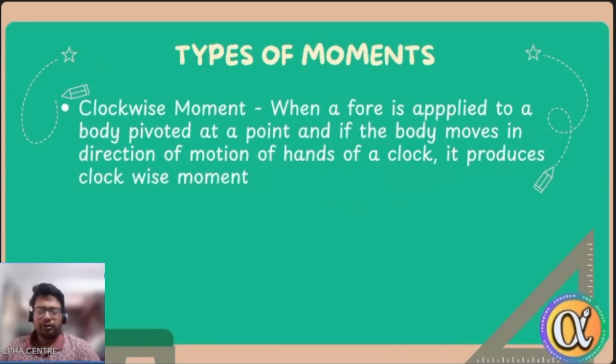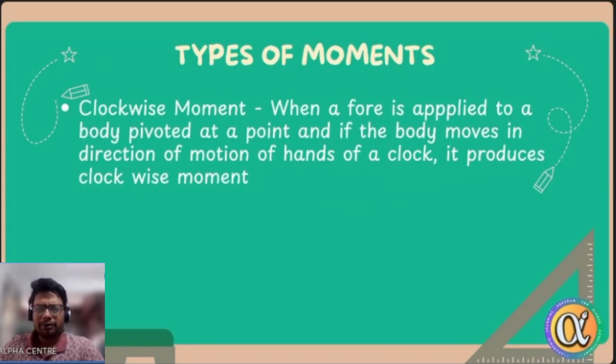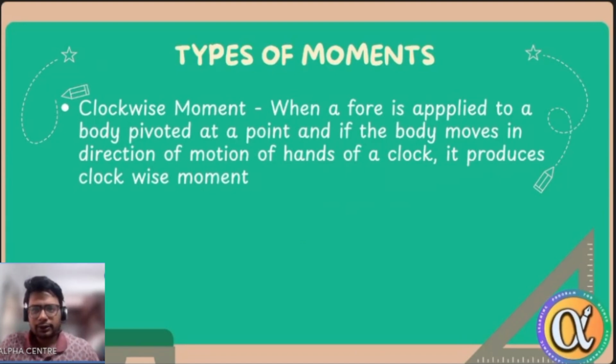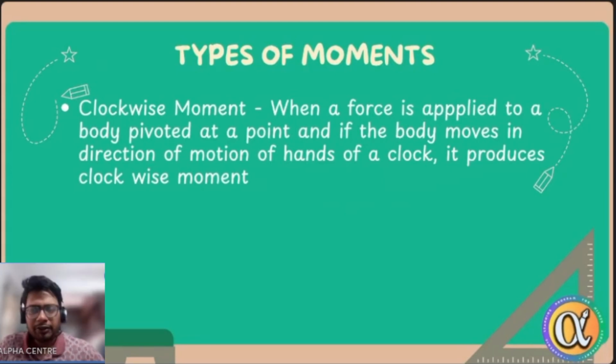Because if I'm rotating an object in a clockwise direction with respect to my observer, a person standing on the other side of the object might feel that the object is rotating in the anti-clockwise direction. Correct? That also depends on the observer. But okay, let's say with respect to one observer, when a force is applied to a body pivoted at a point, and if the body moves in the direction of motion of the hands of a clock, it produces a clockwise movement, stating that the body is moving in the clockwise direction with respect to the observer.